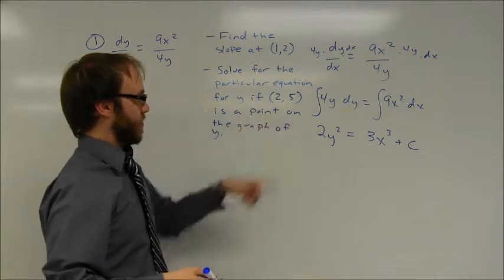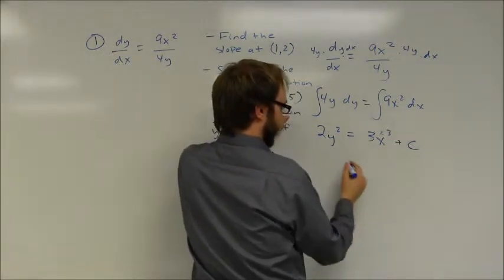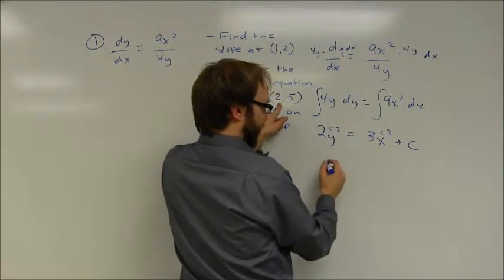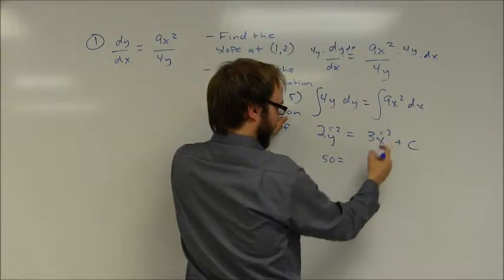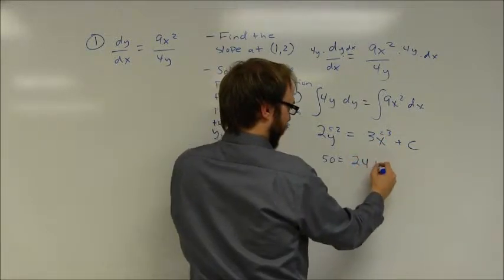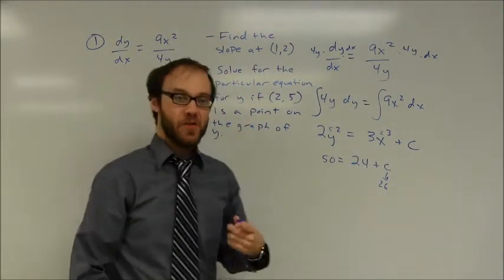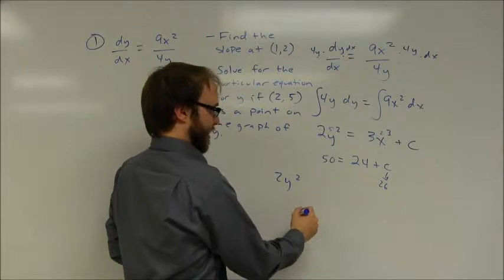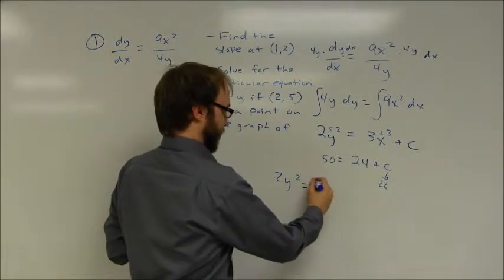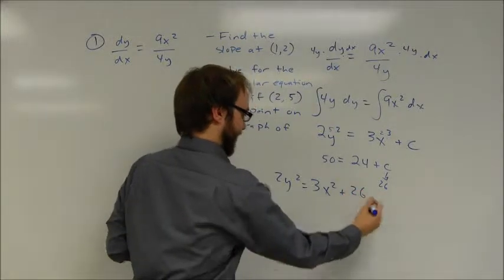And now I can go back in and substitute my point. The point (2, 5) is supposed to be on this graph, so I need to solve for c here. If I make x 2 and I make y 5, 5 squared is 25 times 2 is 50. That's equal to 2 cubed is 8 times 3 is 24 plus c. As a result, c is going to have to be 26. My particular equation in this case is 2y squared equals 3x cubed plus 26.